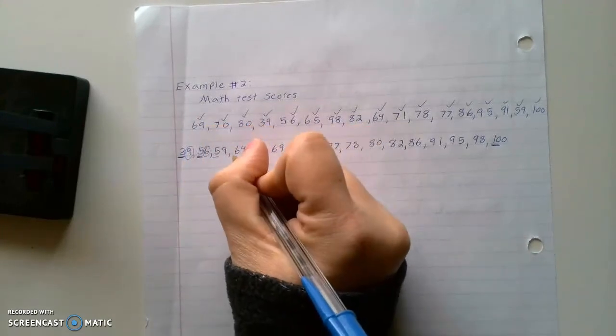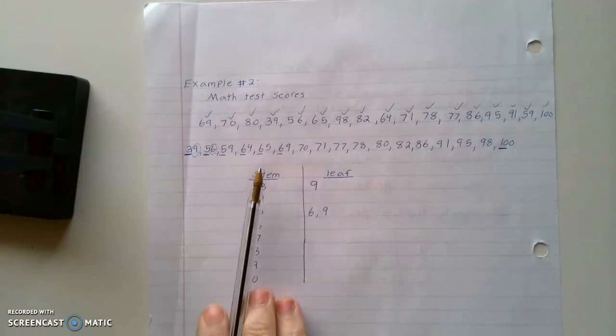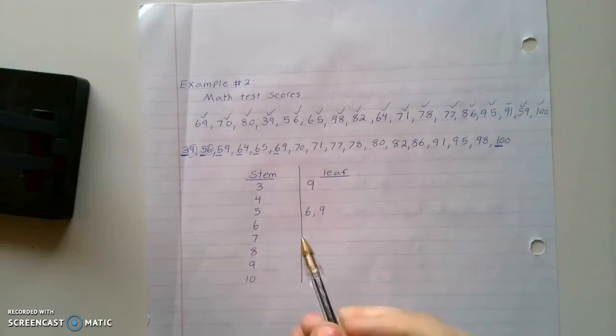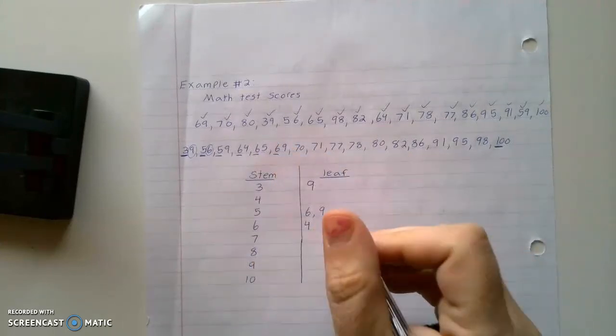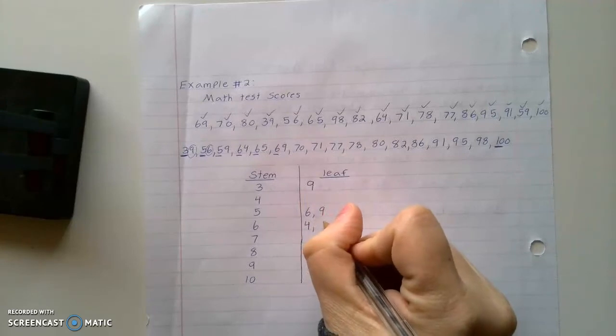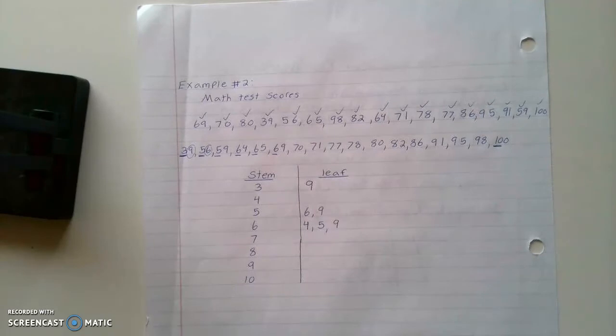Right? On my 6s, I'm looking for anything in the 60s this time, because that first number of my stem is a 6. So if I have 64, I would write a 4 over here. Remember, again, we write that as 64. Okay? Now we have the number 65. So I put a 5, and I have the number 69. I'm going to write a 9.